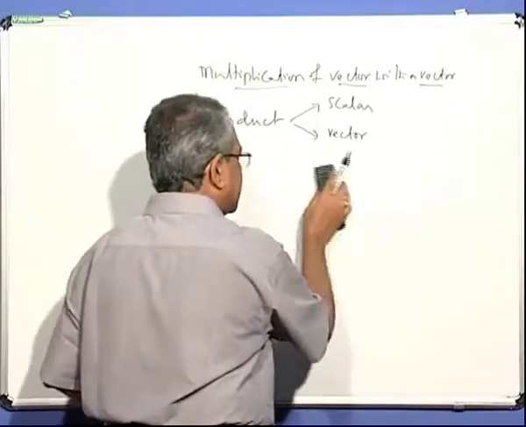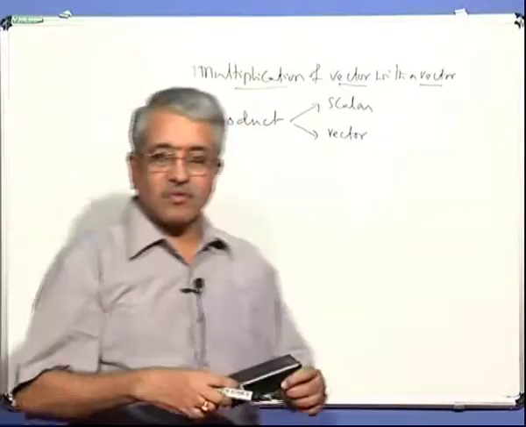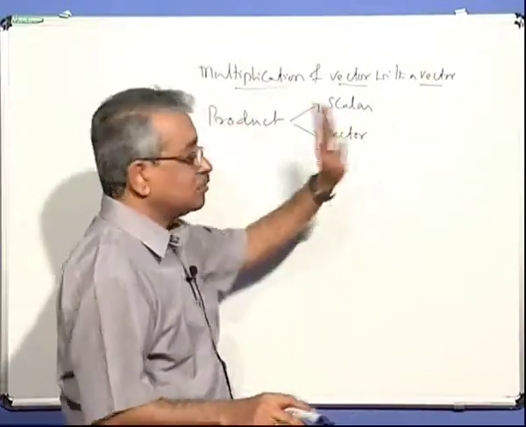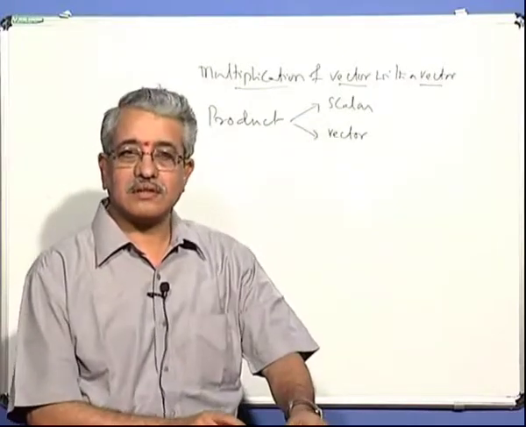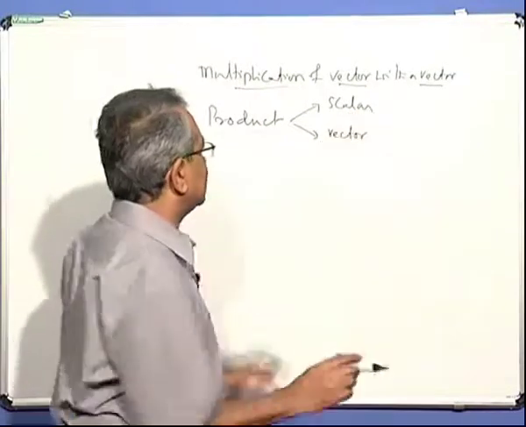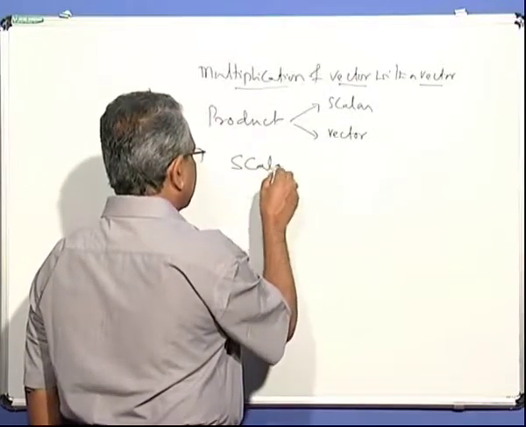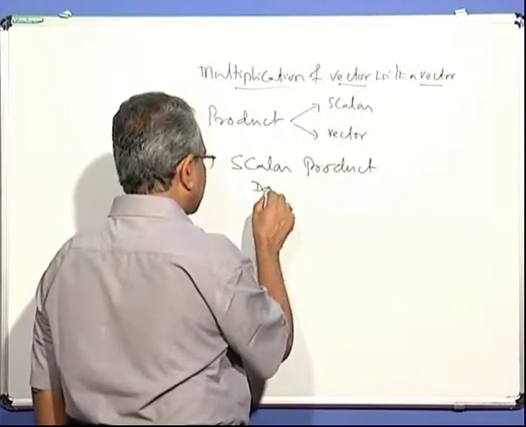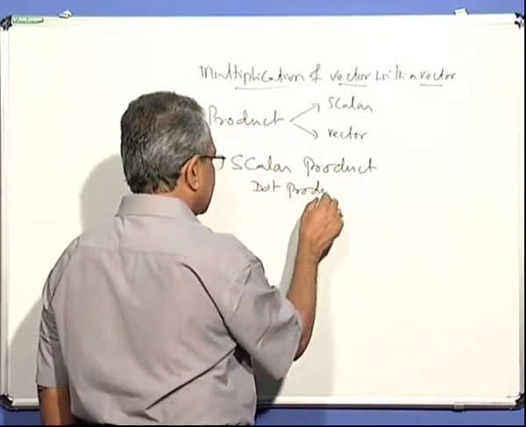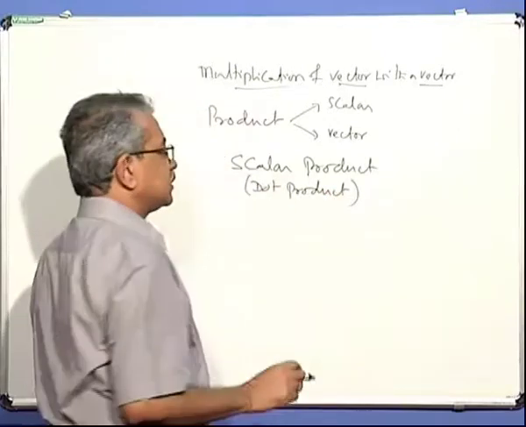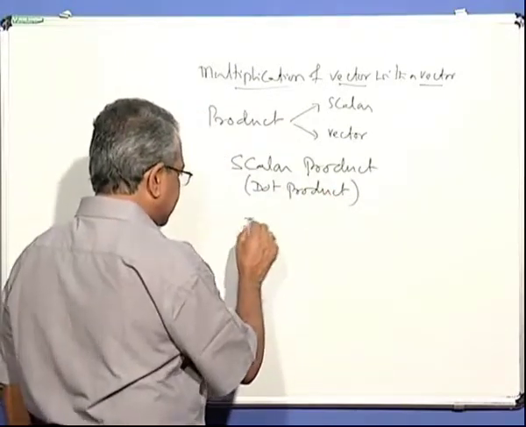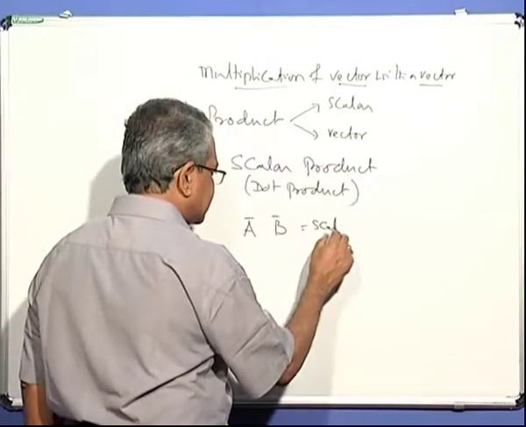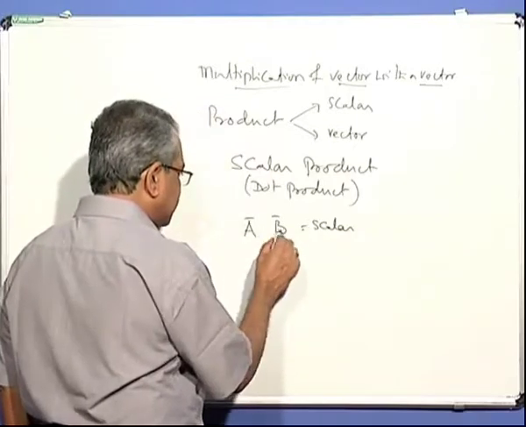Now we are going to define, if it is a scalar, how to get the value of the product. If it is going to be a vector, how it will be, we are going to discuss. For that, presently, we talk about the first, the scalar. We call that the scalar product, or we call it the dot product. We want to show it like this. Suppose there is a vector A, you multiply with another vector B, and you get some scalar as the product.